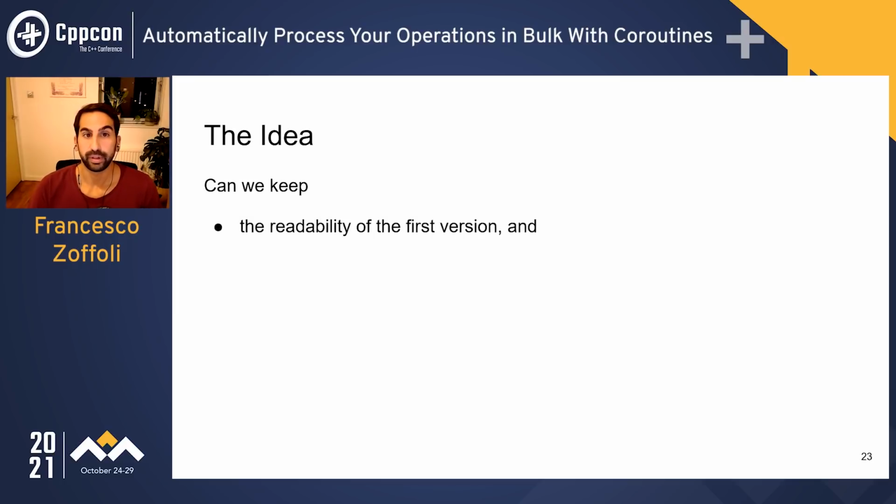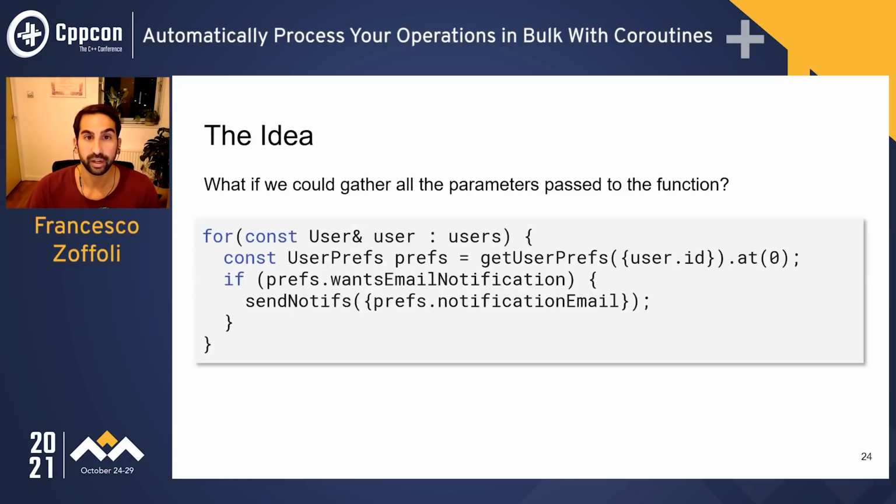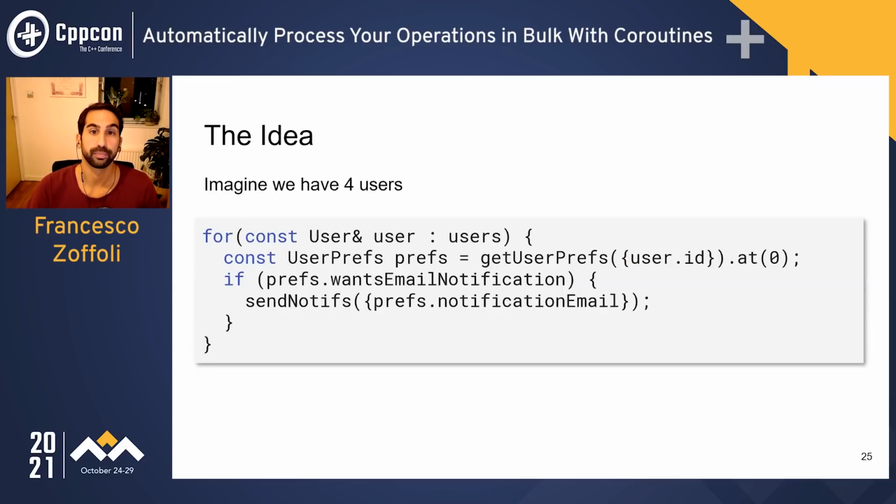Can we keep the readability of the first version and the batching behavior of the second one? What if we could gather all the parameters that we passed to the functions before actually running the functions? So imagine we have 4 users. As we execute the for loop, the getUserPreferences is going to be called 4 times, each time with a different user ID. We want to gather all these parameters before the execution of the rest of the body. How can we do that?